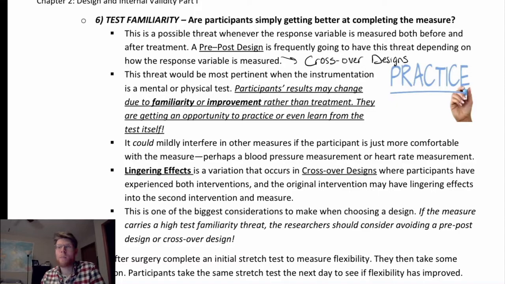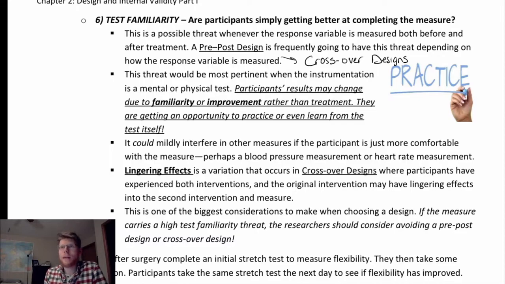In other words, people might just be getting better at the measure. They might essentially practice on the first one, where the first one is the first time they've seen it, but the second time they might be more comfortable doing it again, or they might just do better at it because they've seen it before. So we have to keep that in mind whenever we have people taking the same measure more than once. This is especially the case for cognitive or even physically related tests where there is going to be some kind of improvement just from practice.